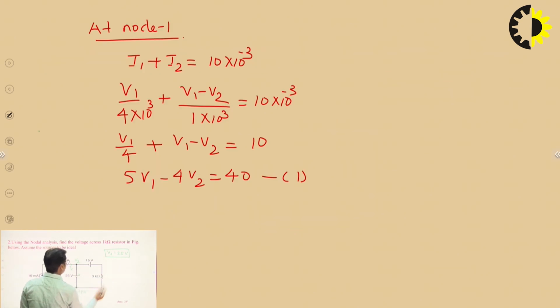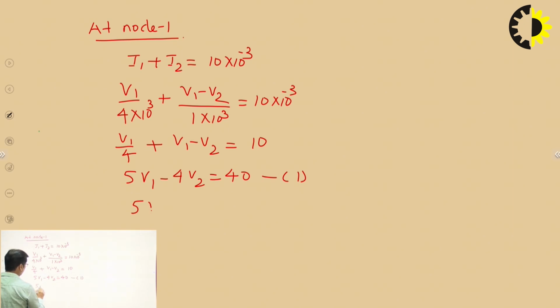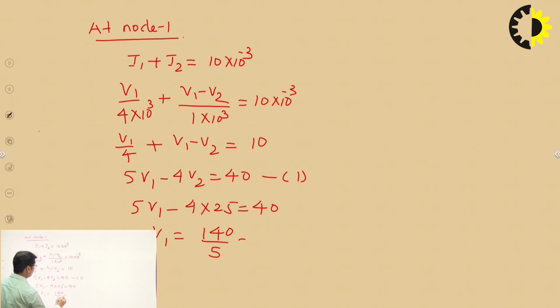Now V2 is given to us as 25 volt, so we can substitute it over here. So 5V1 minus 4 into 25 equals 40, that is 5V1 equals 140. V1 will be equal to 140 divided by 5, which comes out to be 28.